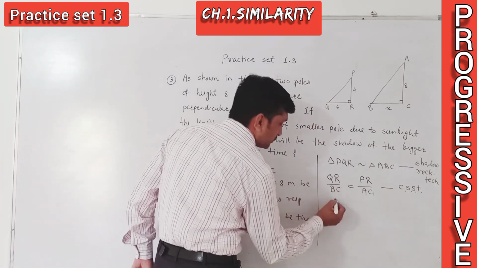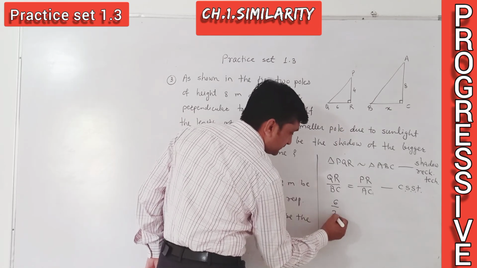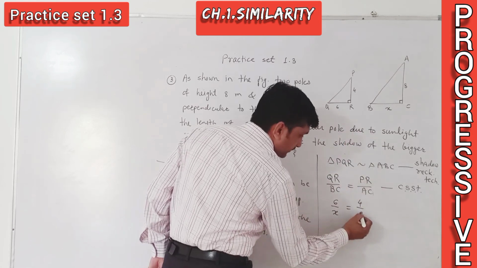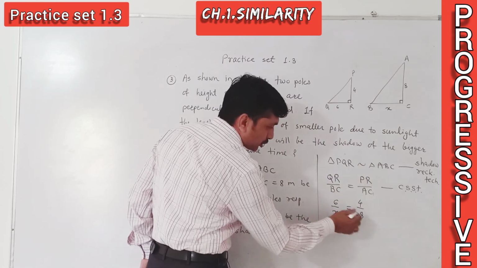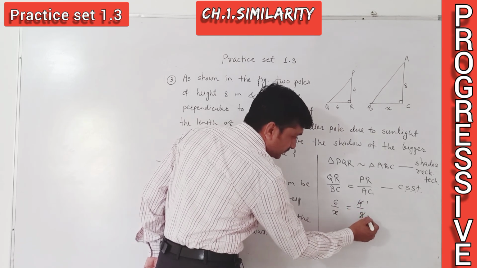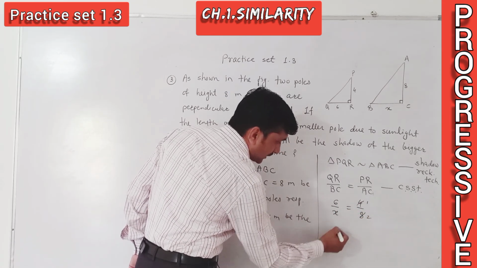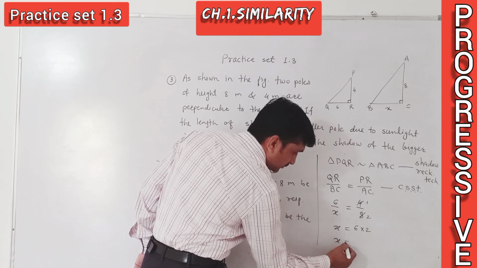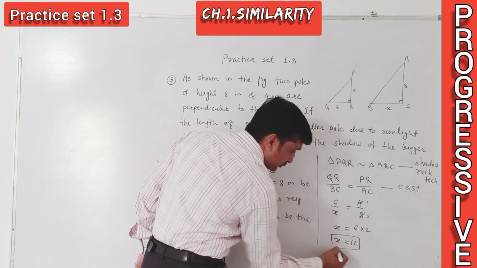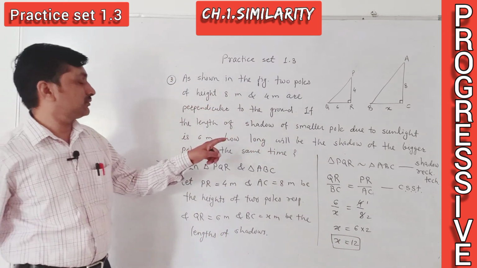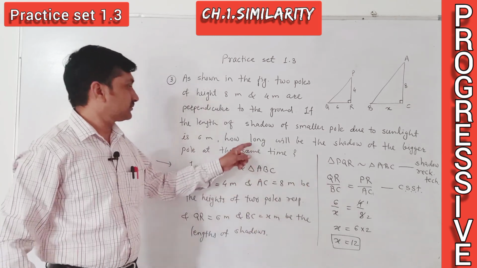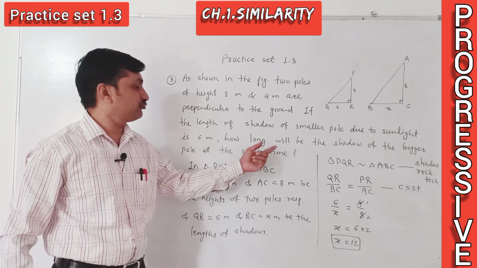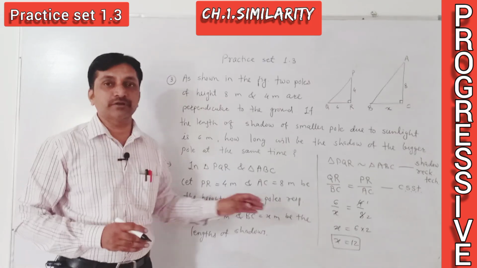Now put the values. QR is 6, BC is X, PR is 4, AC is 8. Now by cross multiplying or by reduction we can do it here: 4 ones are 4, 4 twos are 8. Then X is equal to 6 multiplied by 2. 6 twos are 12. X is equal to 12. Therefore we got the answer: X is equal to 12. At last, you write down the conclusion: the shadow of the bigger pole at the same time will be 12 meters. Now you continue.